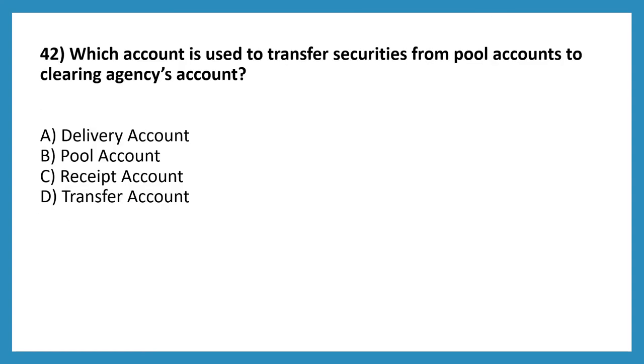Next question. Which account is used to transfer securities from pool accounts to the clearing agency's account? Option A, delivery account. Option B, pool account. Option C, receipt account. Option D, transfer account. The correct answer is option A, delivery account.